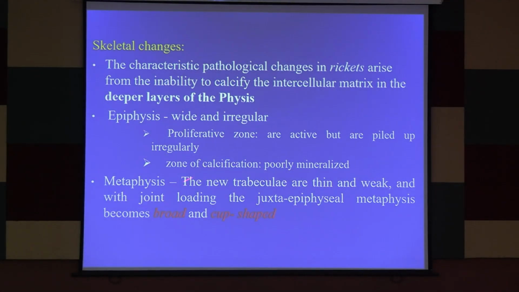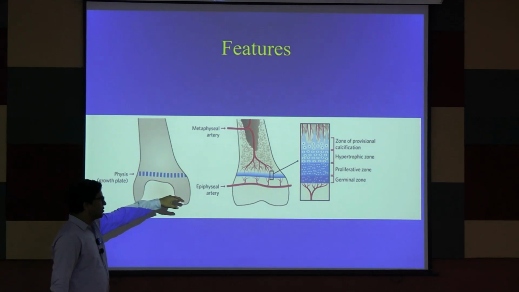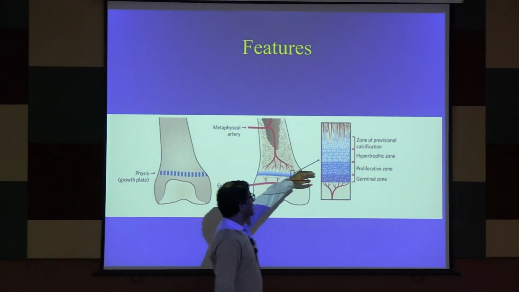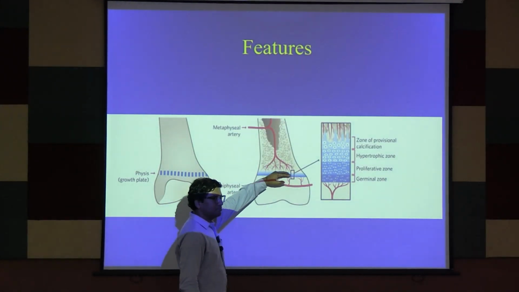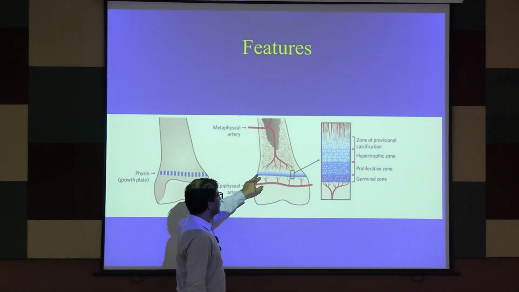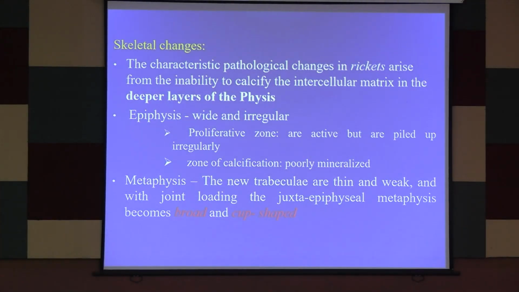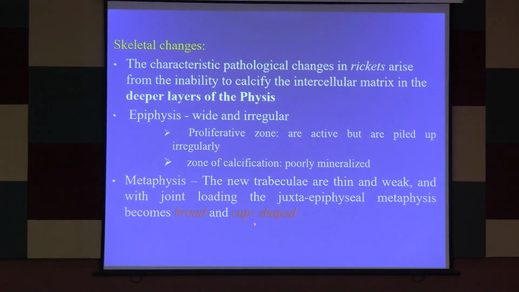So what happens with the load? When load is applied, naturally they will deform. This metaphysis part will deform. Okay. Because of the lack of mineralization, the bone is soft, and so naturally this metaphysis will deform. So what will you get on X-ray? The metaphysis is broad and cup shaped. Okay. Cupping of the metaphysis. Okay, and the metaphysis widens.